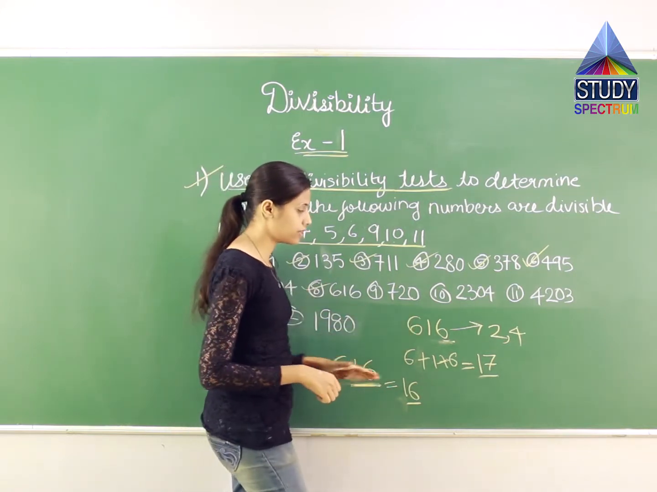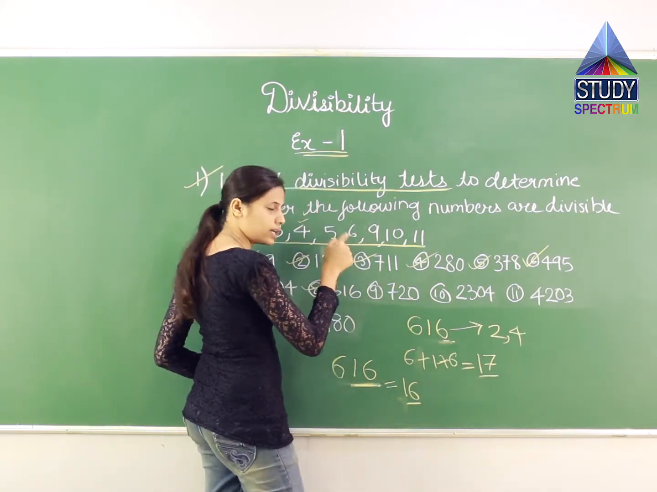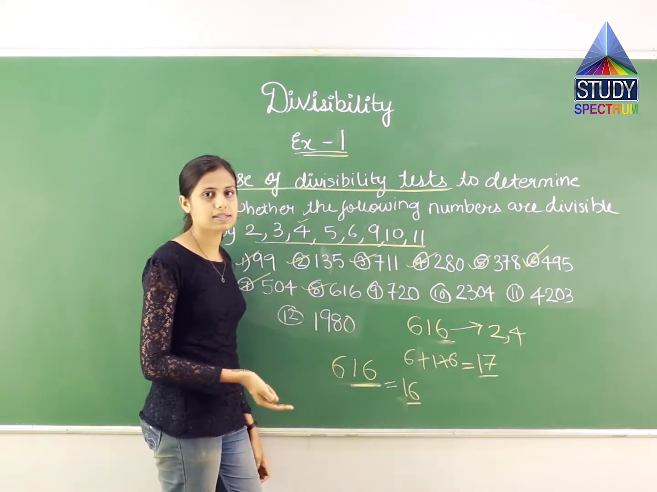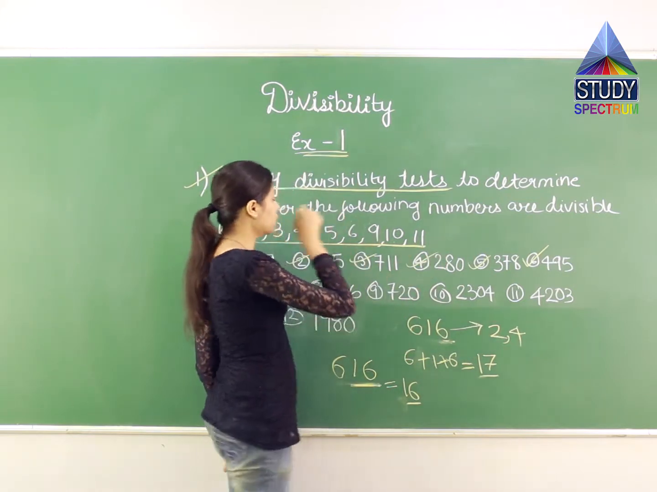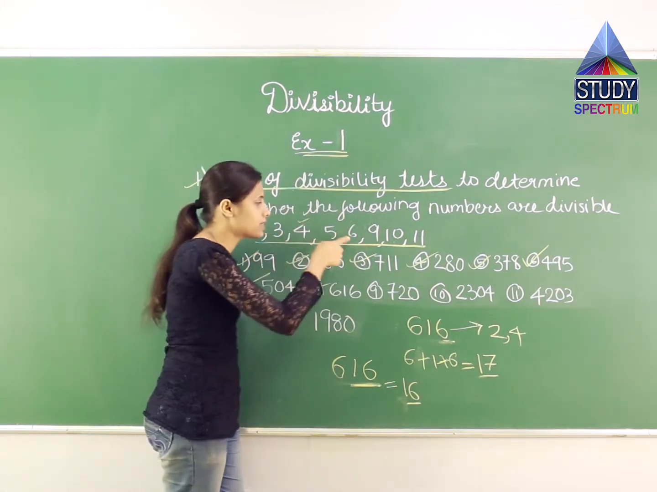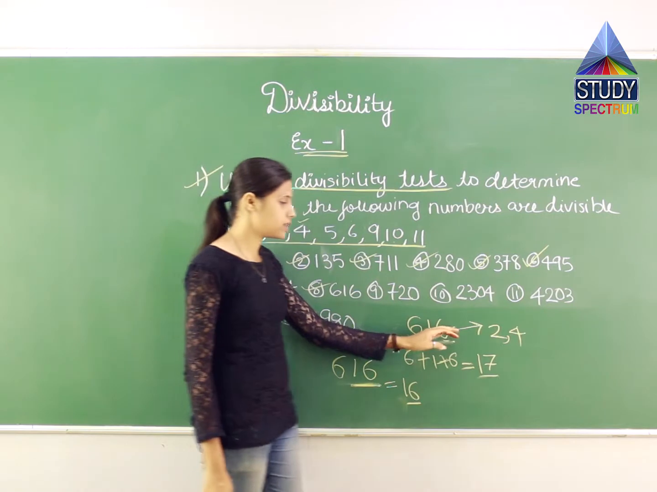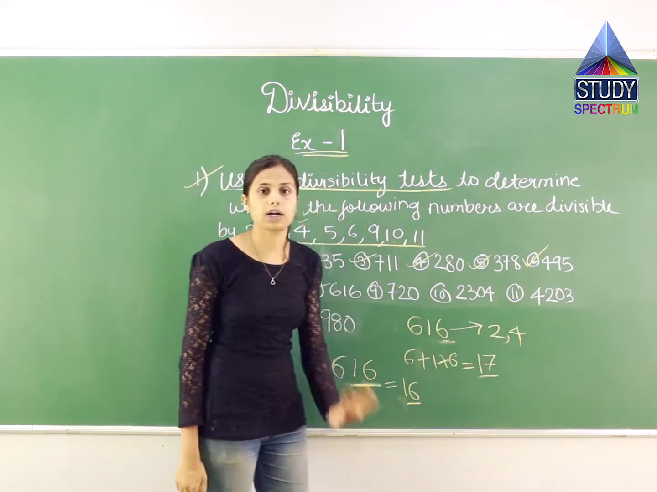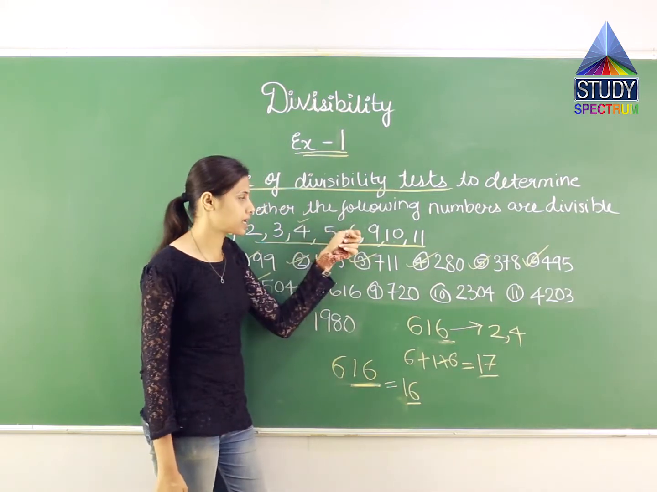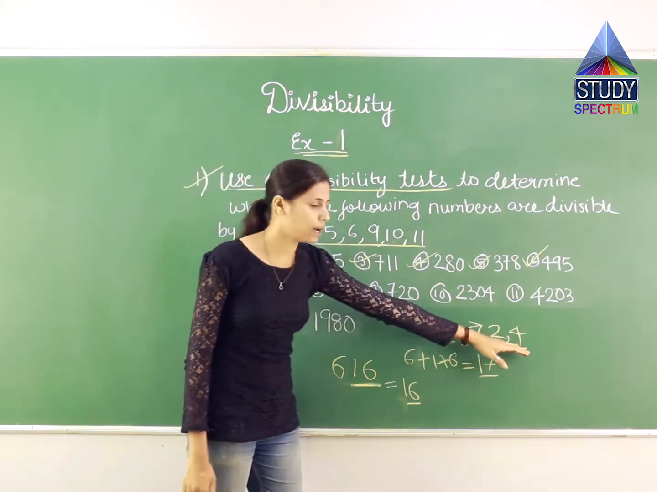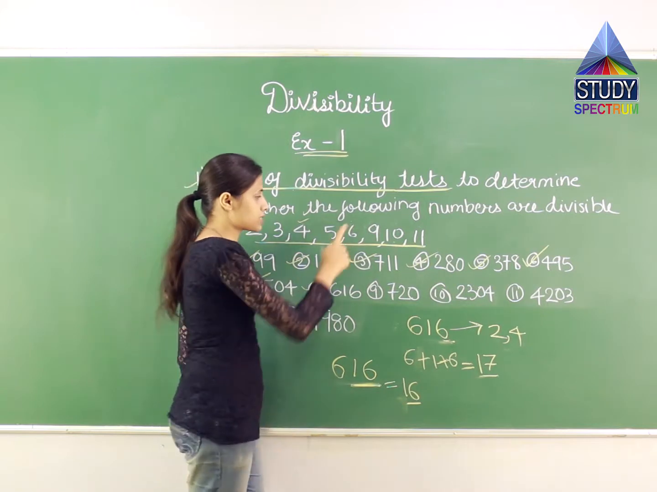Now test of divisibility by 6. What does this test of divisibility by 6 say? If a number is divisible by 2 and 3, then it is divisible by 6. This number is divisible by 2 but not 3. So this number 616 is not divisible by 6 also, because it is not divisible by 3. So it is not divisible by 6 either.